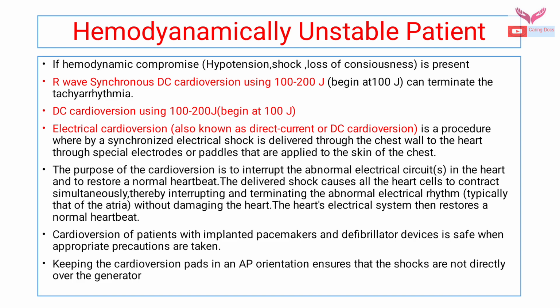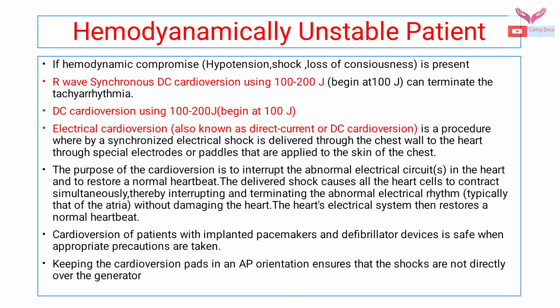Electrical cardioversion, also known as direct current or DC cardioversion, is a procedure whereby a synchronized electrical shock is delivered through the chest wall to the heart through special electrodes or paddles applied to the skin of the chest. The purpose is to interrupt the abnormal electrical circuits in the heart and restore a normal heartbeat. The delivered shock causes all the heart cells to contract simultaneously, thereby interrupting and terminating the abnormal electrical rhythms, typically that of the atria, without damaging the heart. The heart's electrical system then restores a normal heartbeat.